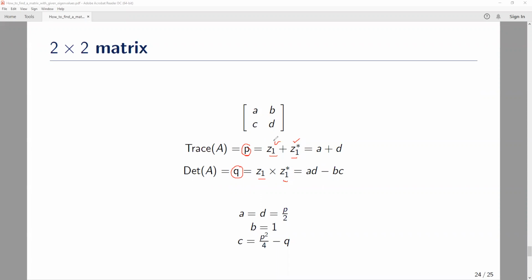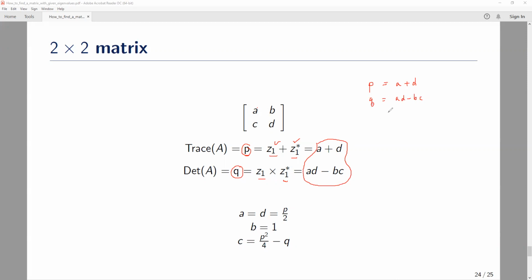So therefore, we need to find A, B, C, D, right? We know that the trace is equal to A plus D and the determinant is AD minus BC. So can we solve this equation somehow? Yes, we can. We know P and Q. So the problem boils down to solving for A, B, C, D in terms of P and Q. And observe that there are 4 variables and 2 equations, so we can actually reduce certain things. We'll see how.